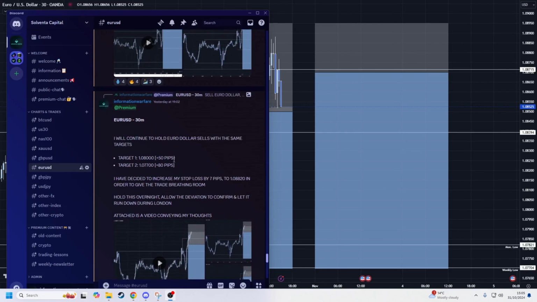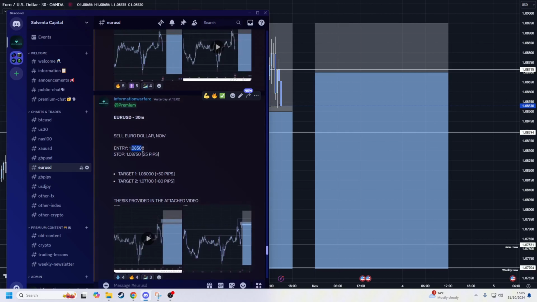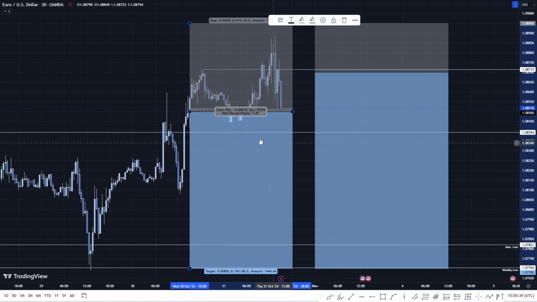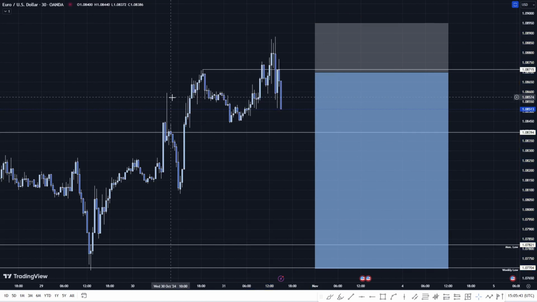So first things first, we took the initial sell from 1.08500, that's around here. We're going to close this sell at current levels for break even, okay? This sell is now closed. We're break even plus 0R on the trade.